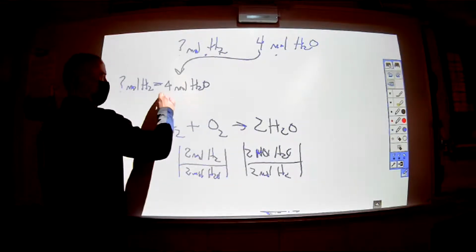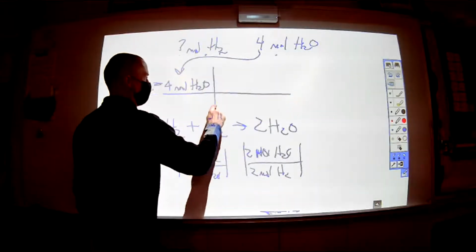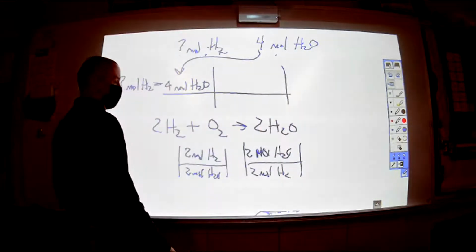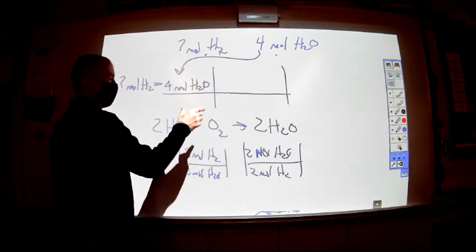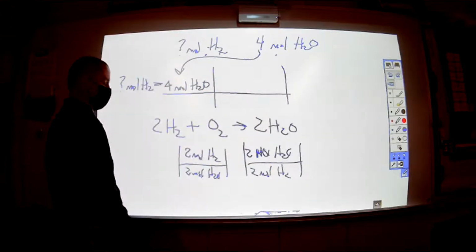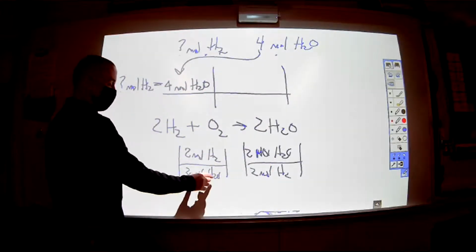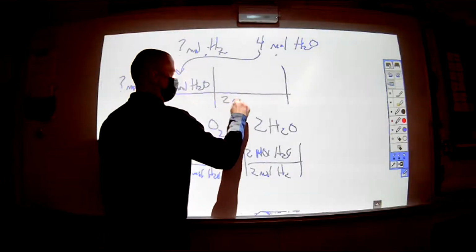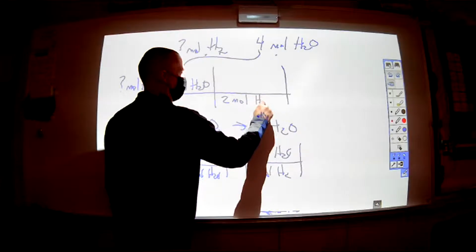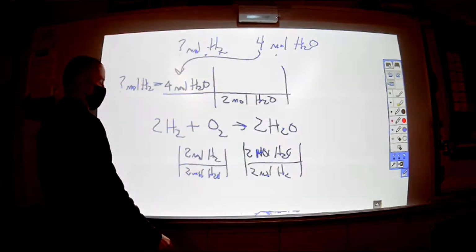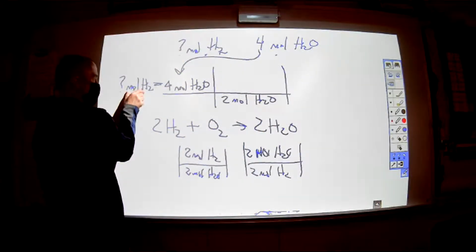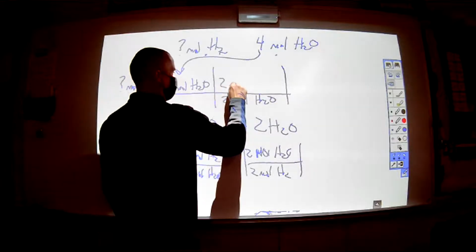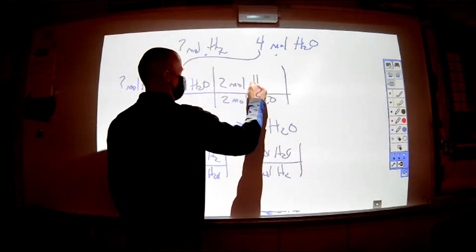Well, I'm given moles of water, so the conversion I need will be the one with moles of water on the bottom, yes? So we're going to pick the conversion with 2 moles of water on the bottom. What's the conversion on top? Wherever I'm converting to needs to be on top. It's 2 moles of hydrogen on top.